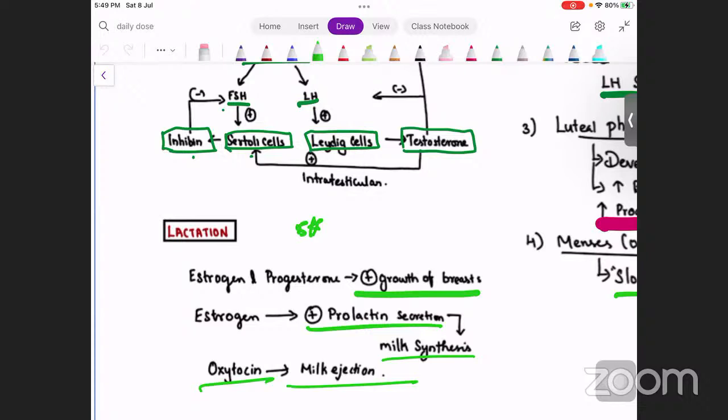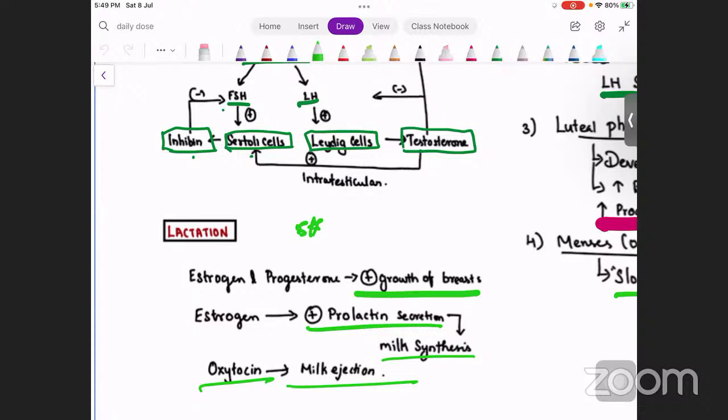And then you have this endocrine physiology. Hormones secreted by your anterior pituitary are growth hormone, prolactin, FSH, LH, TSH, and ACTH. Hormones produced by your neurohypophysis are ADH and oxytocin. Apart from that, you have this thyroid gland and adrenal cortex.